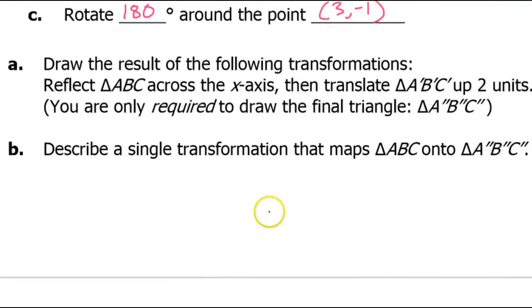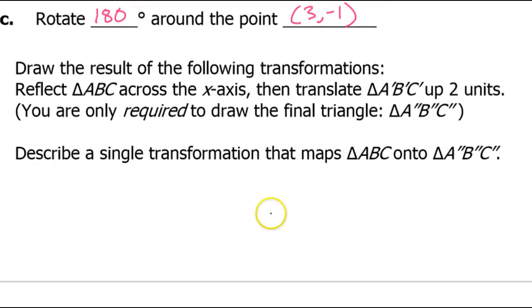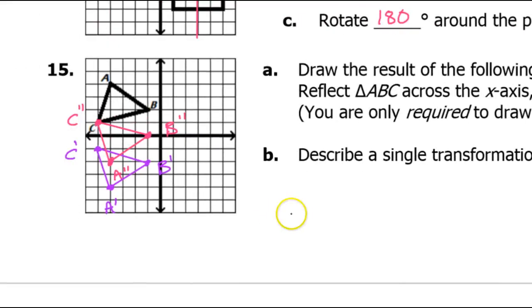Now the last question is, describe a single transformation that maps ABC onto A double prime, B double prime, C double prime. Okay, so what would be a single transformation that would map the original black triangle onto the red triangle? So again, is this a rotation, a reflection, or translation? Well, let's see. It's definitely not a translation, because simply sliding this around, there's no way to match them up. Is it a rotation?